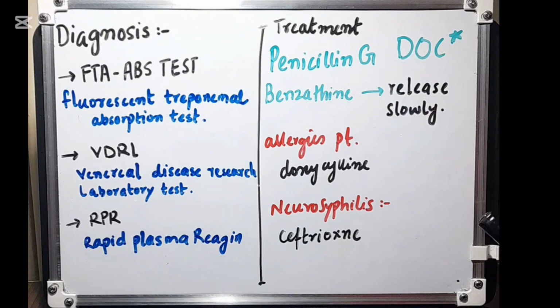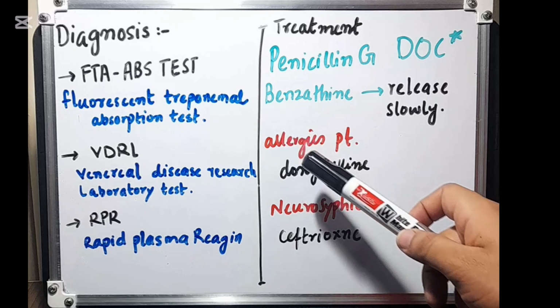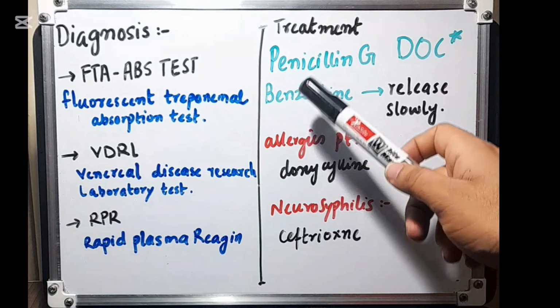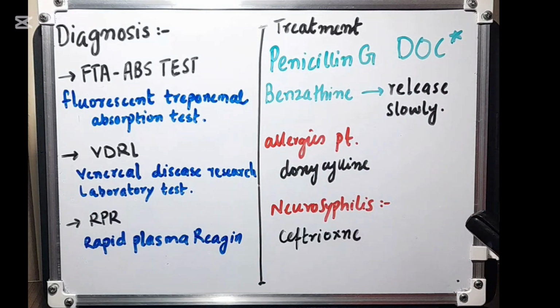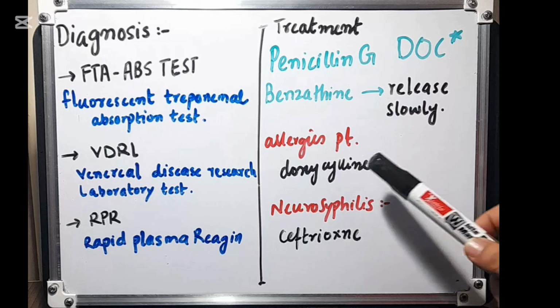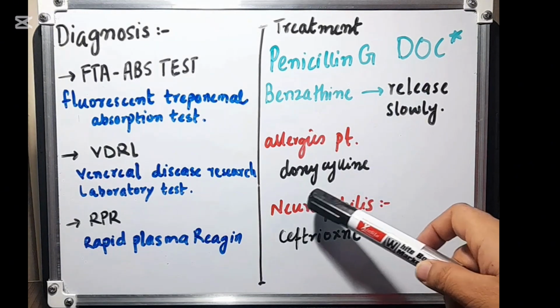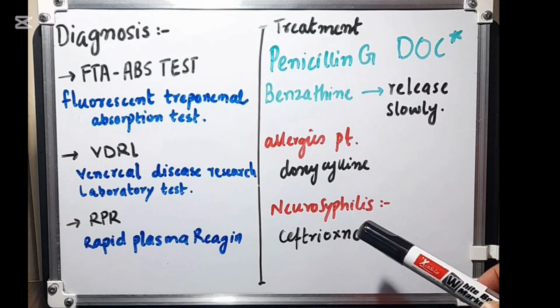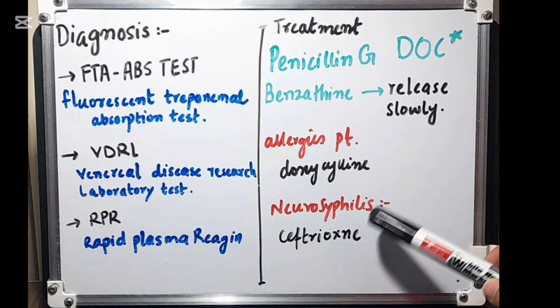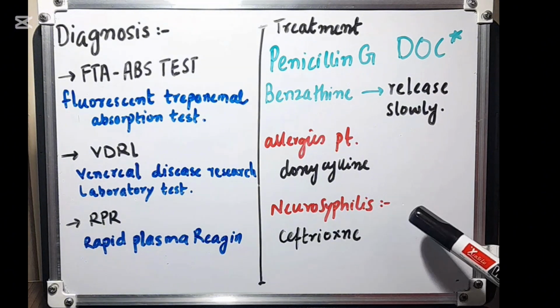Patients who have allergies to penicillin G can be treated with tetracyclines such as doxycycline. In neurosyphilis, we can treat the patients with ceftriaxone because it can easily cross the blood-brain barrier and can cure the meningitis.